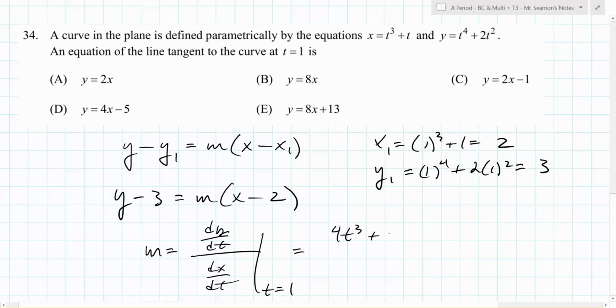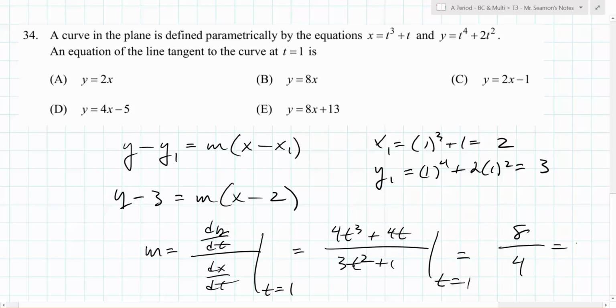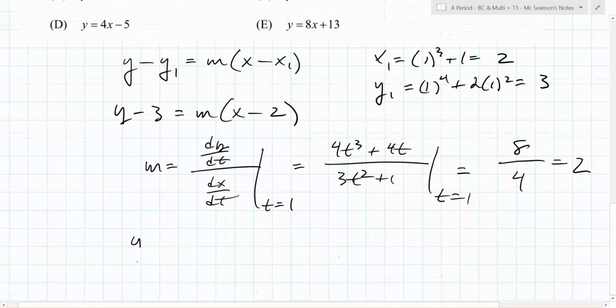1. So what is dy dt? 4t cubed plus what? 4t all over 3t squared plus what? Plus 1, and you're evaluating if t equals 1. So what's that going to be? 8 over what? 4, which is what? 2. So they have y minus 3 is equal to 2 times x minus 2.